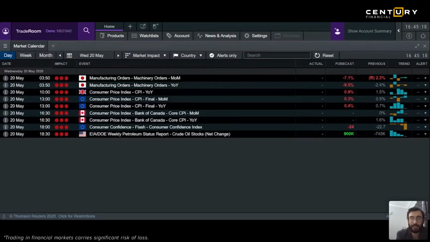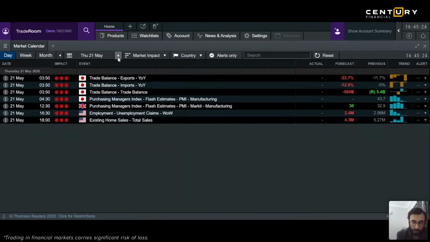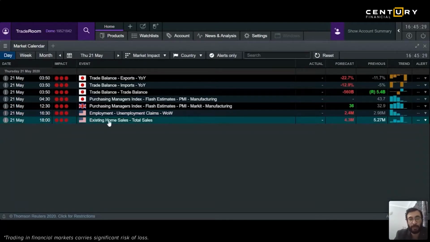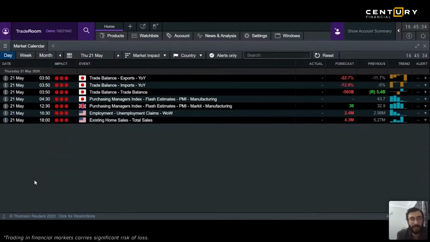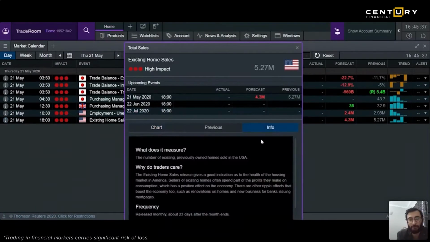Similarly, if you check tomorrow, so today is Tuesday, tomorrow is Wednesday, and then Thursday. On Thursday, you see what news you have: unemployment claims, existing home sales. What does existing home sales mean? When you go to the event information, you will see the number of existing previously owned homes sold in the US, which means the houses which already exist, which are not newly constructed, how many of those existing houses have been sold. Why do traders care about it?